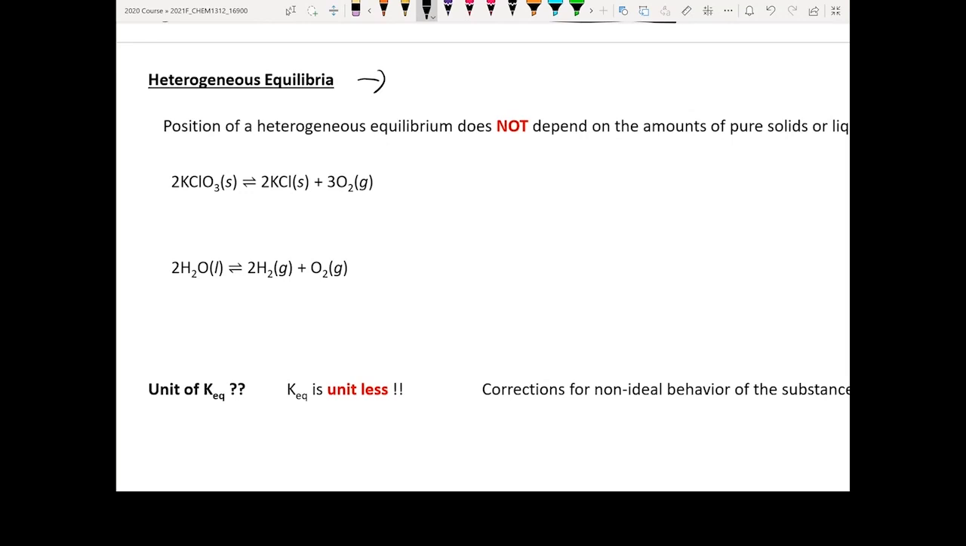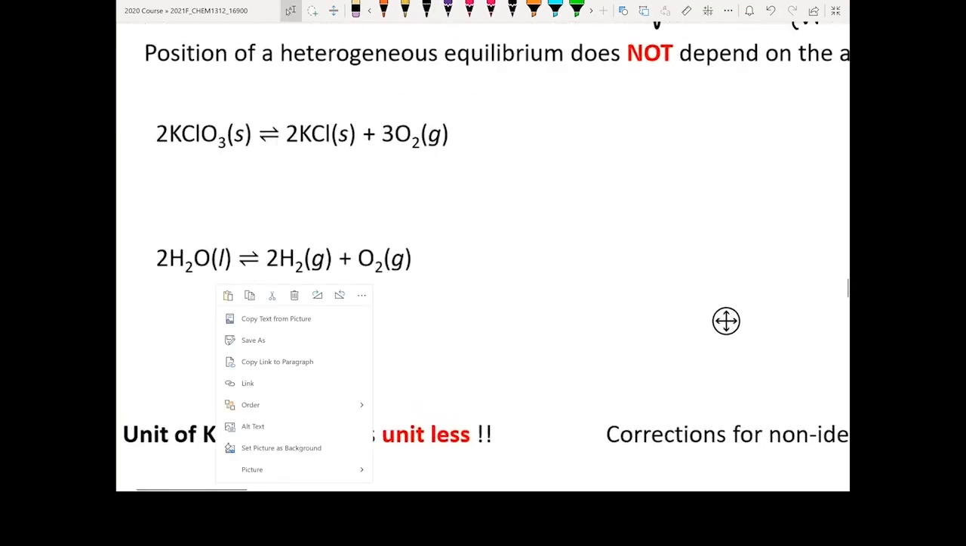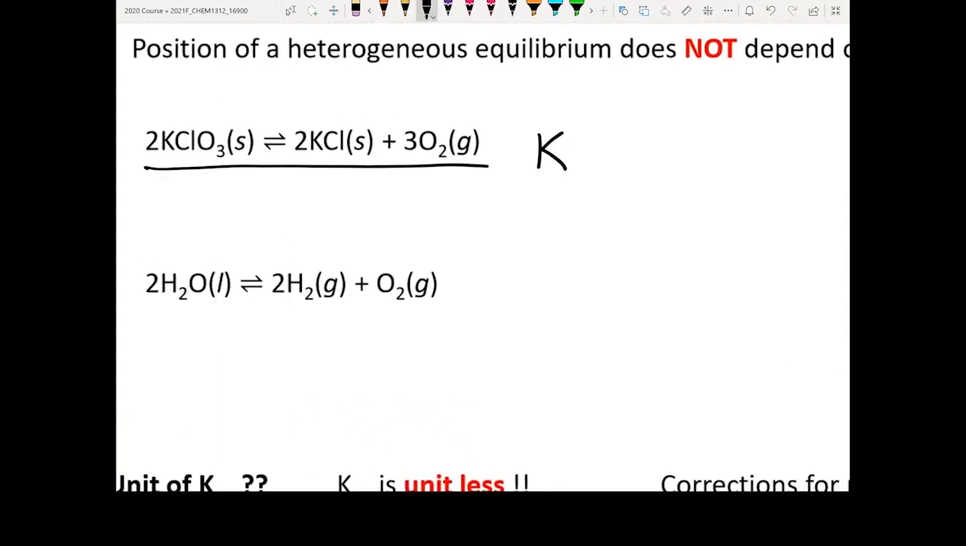If today you have pure solid or pure liquid, don't include them in your KEQ. To give you a quick example, how are you going to write this K? Many students are going to write PO2 raised to the third power. Solid, so should not be pressure, right? Should be concentration. ClO3 to the second power, KCl to the second power.